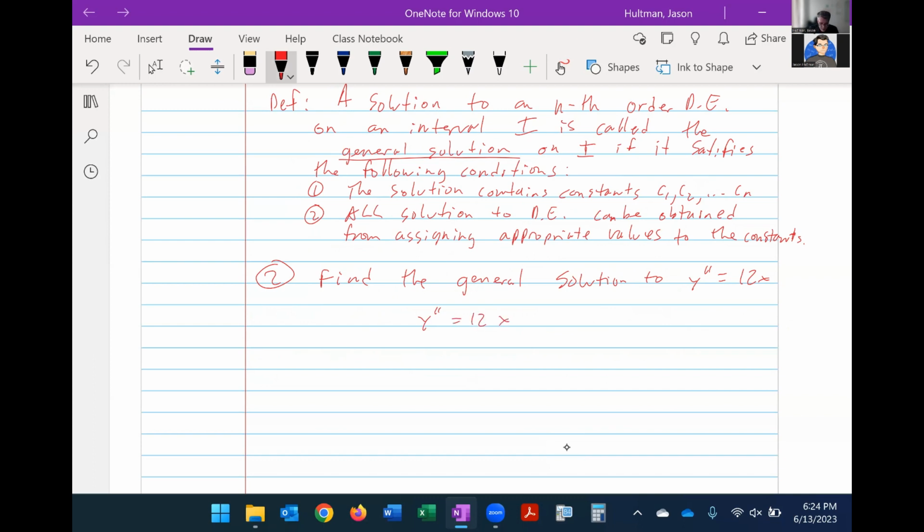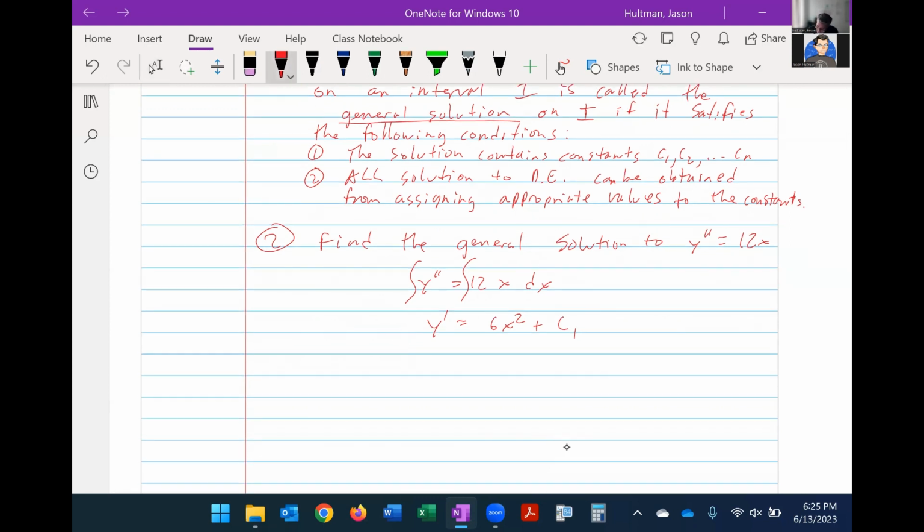So if we integrate this y double prime, we would get y prime, the first derivative, is equal to, integrating with respect to x, x squared over 2 times 12, which is 6x squared, plus C1, that's a constant 1.